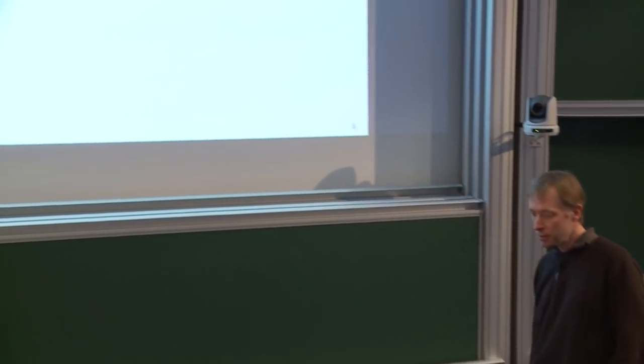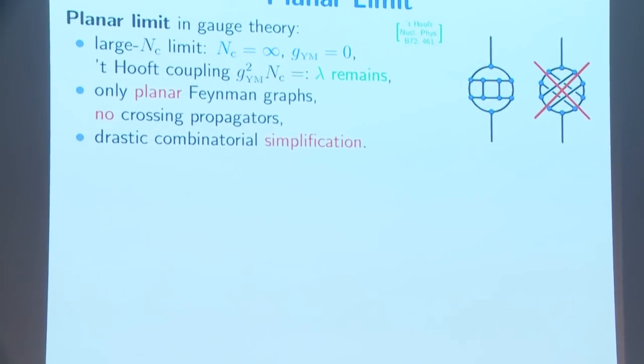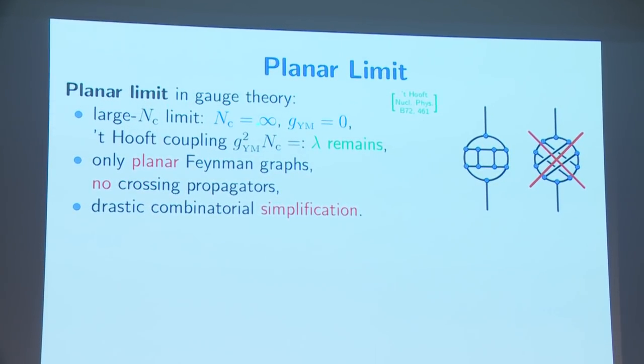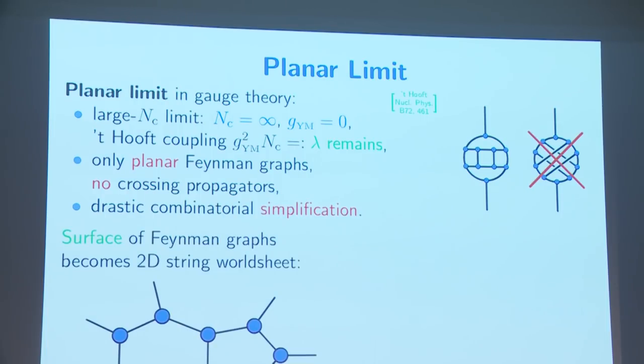But there's one interesting limit that these two models have. This is the planar limit. In the gauge theory, it's the large N_c limit, where the rank of the matrices becomes very large, while the coupling constant becomes small, such that you keep the 't Hooft coupling finite. And this is the coupling lambda that we have in both models then. For the gauge theory, we have only planar Feynman graphs that survive in this limit. So whenever you have propagators that cross, they will suppress the diagram. And that leads to drastic combinatorial simplifications.